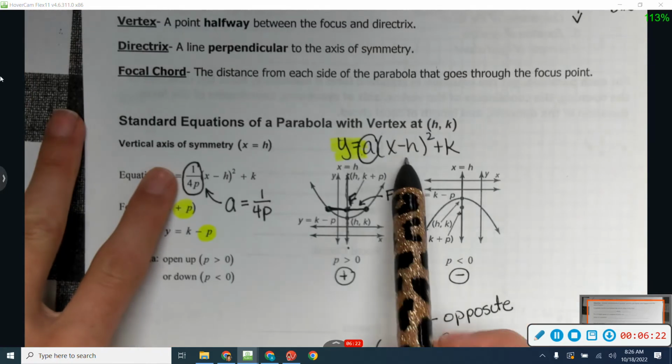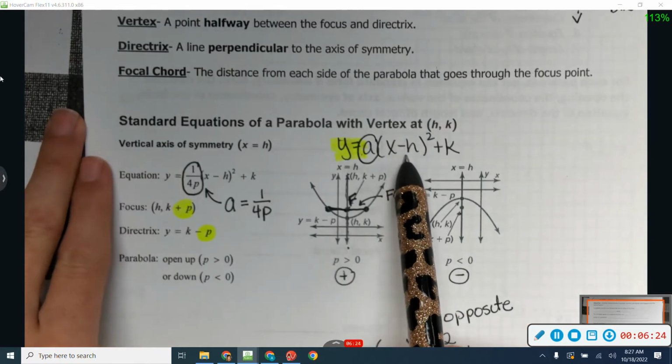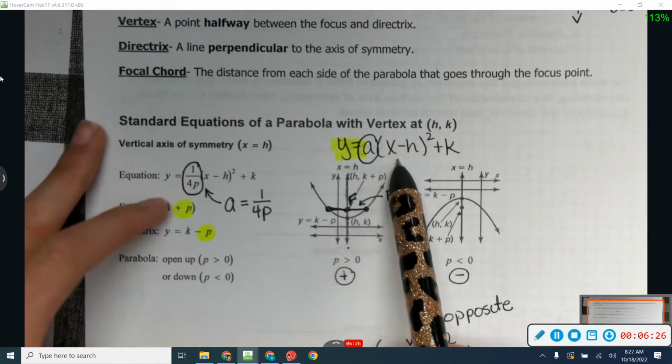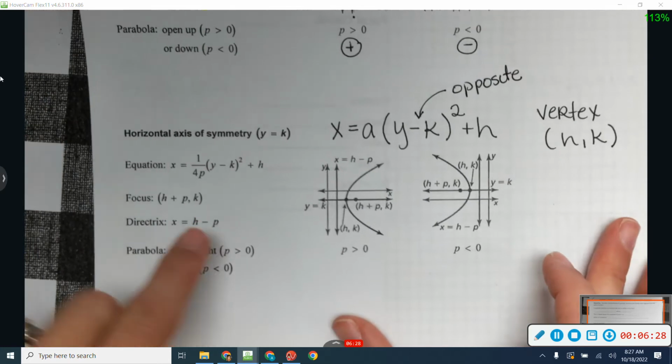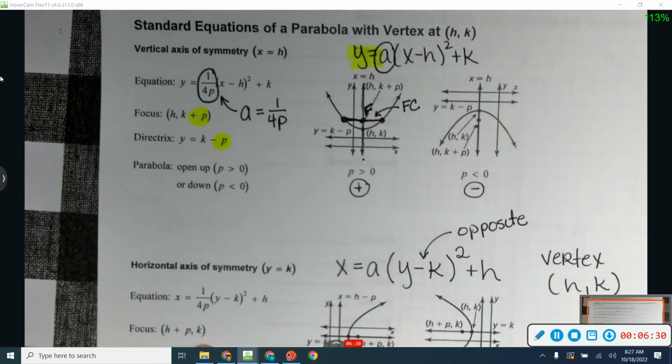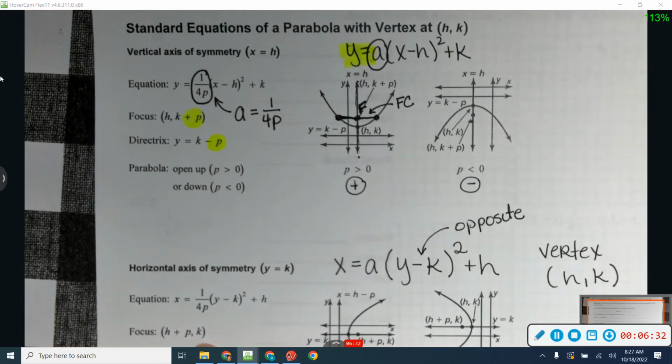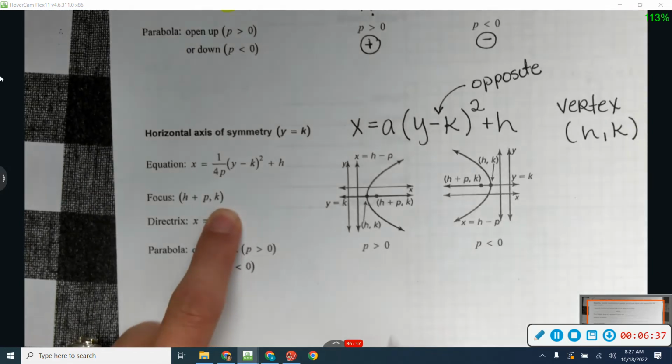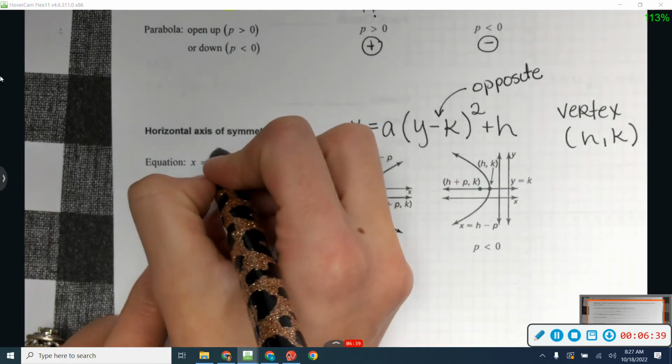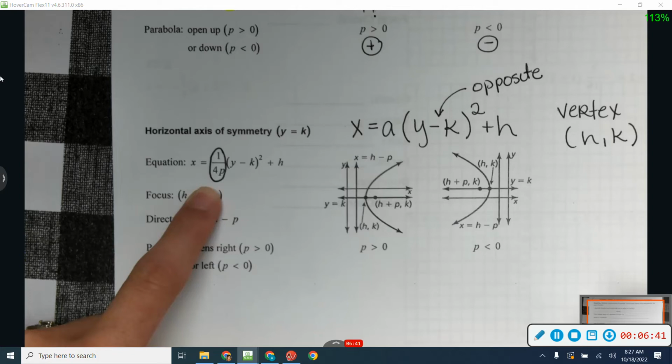So we've known up until this point you just changed the sign of your x, right? Because I always say x is a liar. But now that we've thrown in horizontal parabolas, you just need to know whatever is inside parentheses, that's the number you're changing signs. Okay? So then your a is still going to be 1 over 4p.